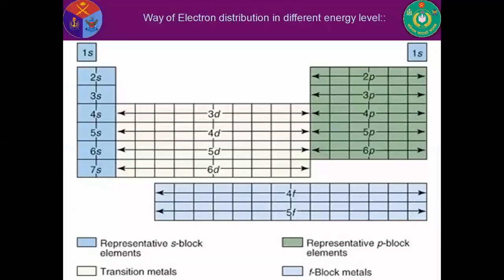Dear cadets, by considering the energy of different suborbitals, we arranged these suborbitals. First electrons enter 1s, then 2s, 2p, 3s, 3p, 4s, 3d, 4p, then 5s. Gradually, electrons enter different suborbitals by considering their total energy.